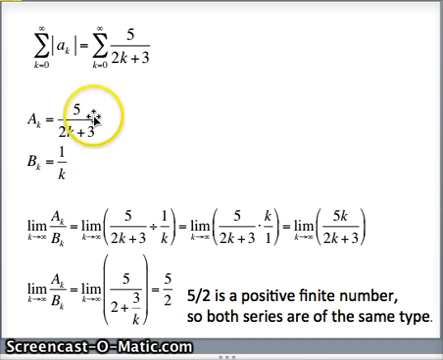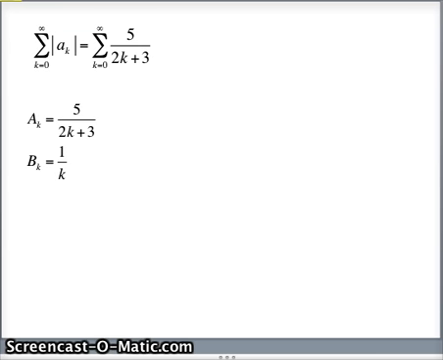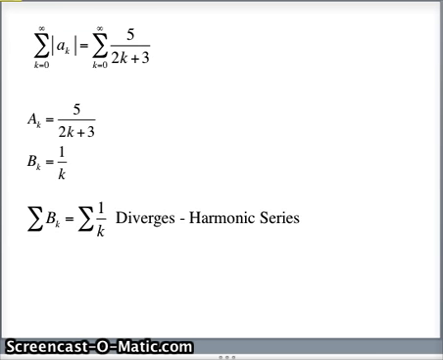This series, the sum of 5 over 2k plus 3, would be the same as the series, the sum of 1 over k. But we know something about the sum of 1 over k. So again, this is what we're dealing with. And we know that the sum of B sub k is the sum of 1 over k, which is a divergent series. It's the harmonic series. 1 over 1 plus 1 over 2 plus 1 over 3, etc. Starting at 1. So don't be concerned that the index there starts at 0. That's not really an issue here.